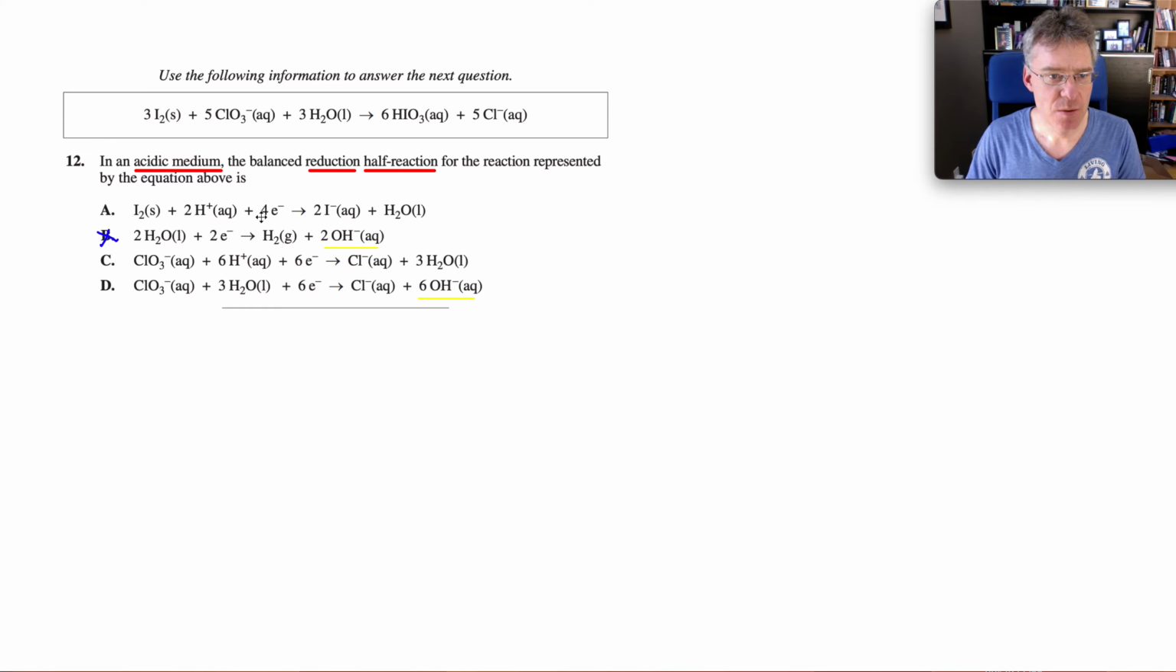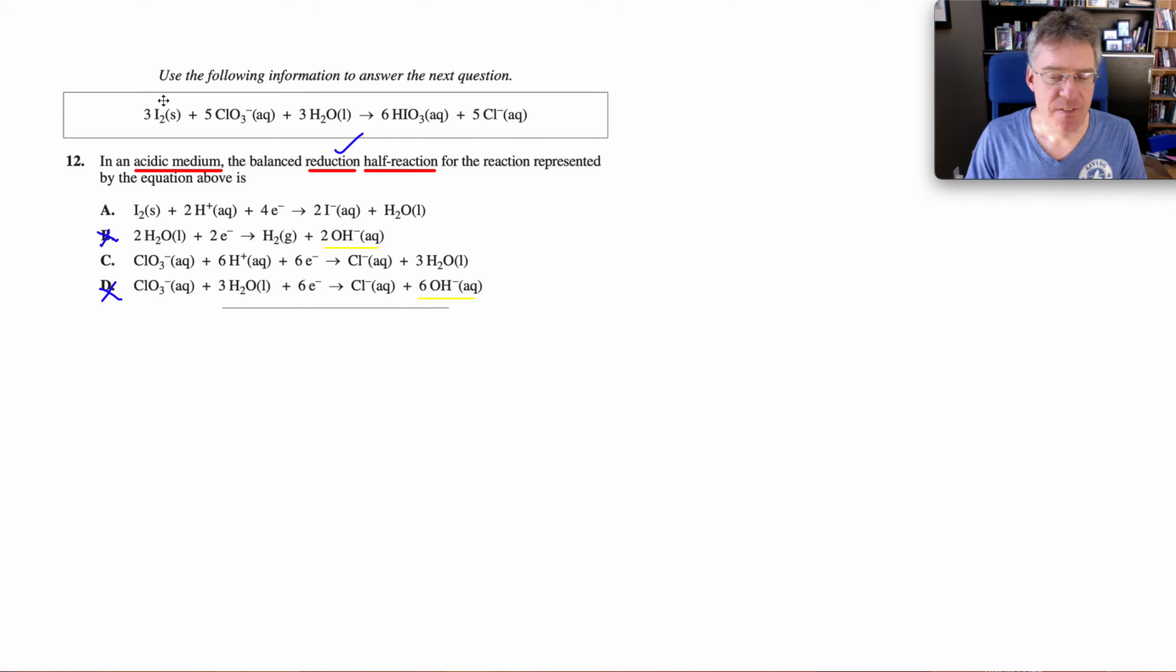A is gaining electrons, so that's reduced. B is gaining electrons, reduced. C is gaining, D is gaining. So they're all reductions, so all the answers are good there. They're all halves, but A is not acidic and D has hydroxide also in it. So before we've even looked at the actual example equation given at the top, B and D are out. So we have to figure out whether it's the iodine or the ClO3 minus. So you'd be back to oxidation states.